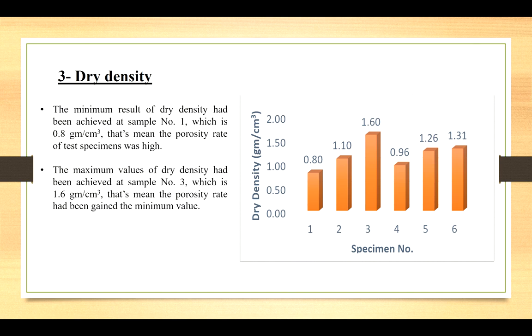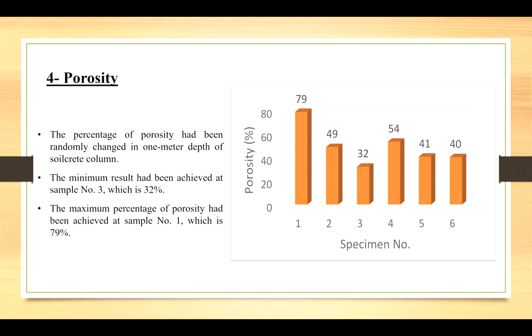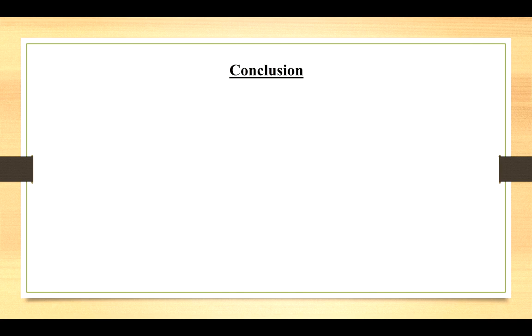That means the porosity rate reached its minimum value, and the porosity percentage changed randomly within 1 meter depth of soilcrete. Why? Because the particle size of our organic soil is non-uniform, so during grouting the soilcrete column in the organic soil will not be homogeneous. That's why we see increases and decreases, non-uniformly. The minimum porosity was achieved at sample number 3, which is 32%, and the maximum percentage of porosity was achieved at sample number 1, which is 79%.